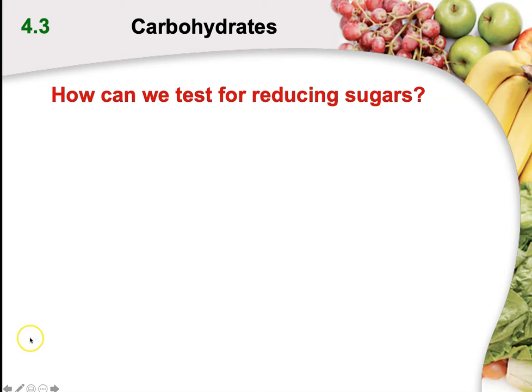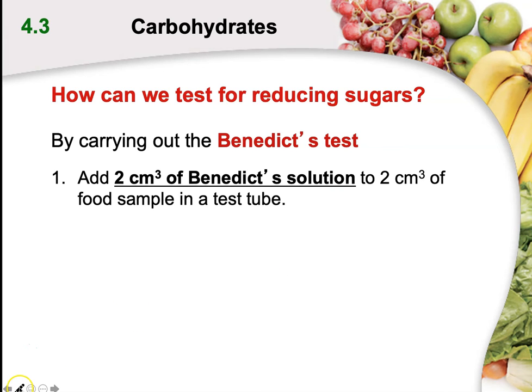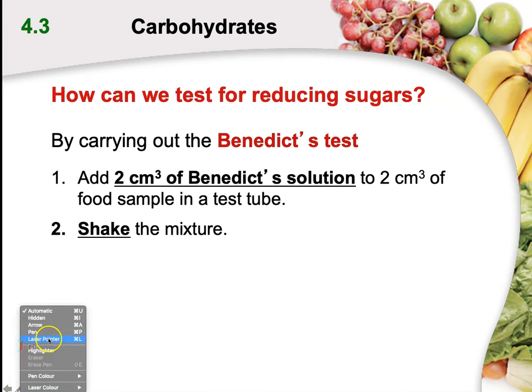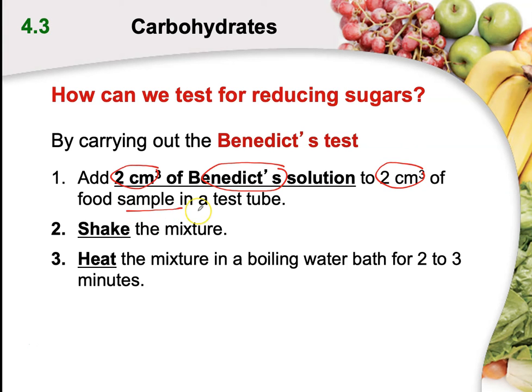Alright, so carrying on from the lesson before, we spoke about the different tests that are used to identify reducing sugars. Now, reducing sugars is a type of carbohydrate, so we can actually carry out the Benedict's test as mentioned yesterday. In this Benedict's test, we will use the reagent Benedict's solution, and we will use equal volume of Benedict's solution with equal volume of sample. And then after shaking the mixture, we will place it in a boiling water bath for 2 to 3 minutes. And then we will be able to observe for a color change.